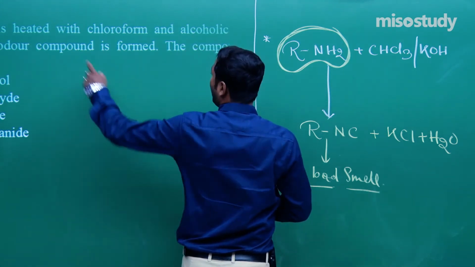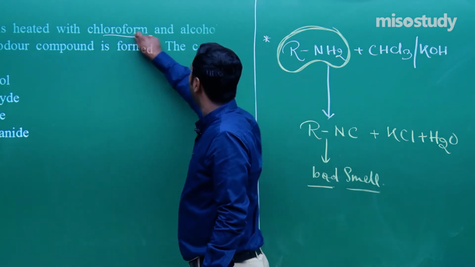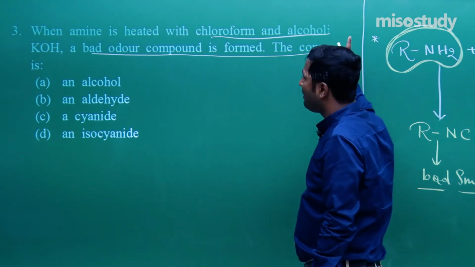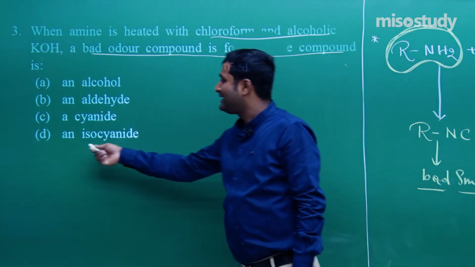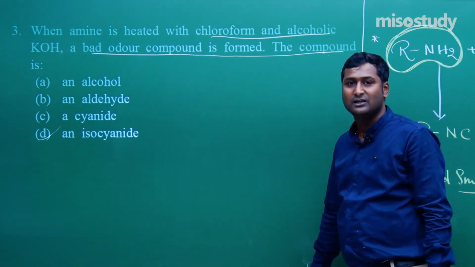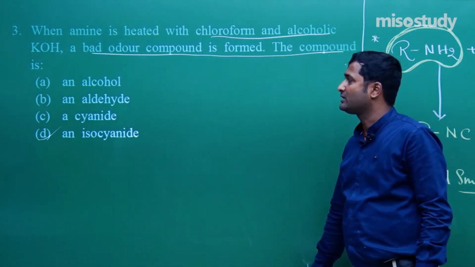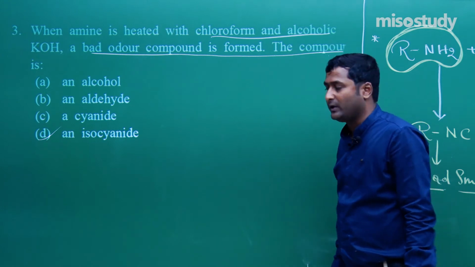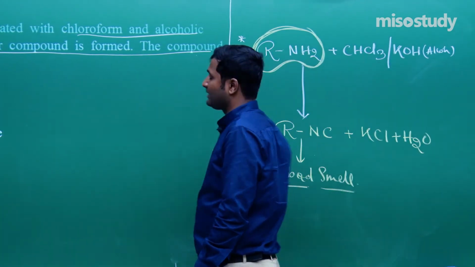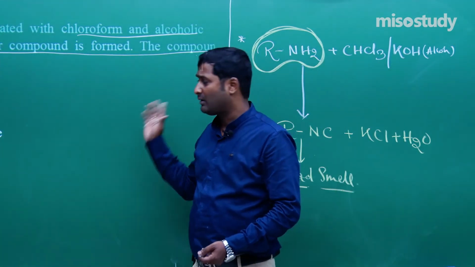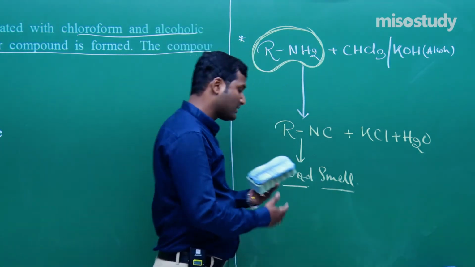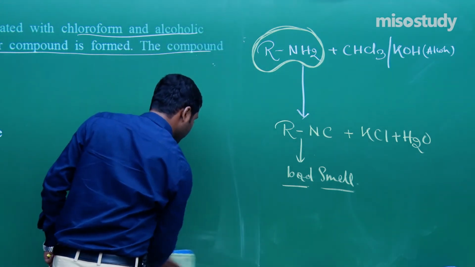So what will happen when an amine is heated with chloroform and alcoholic KOH? A bad-odour compound is formed. The compound is nothing but isocyanide. Clear to you? This is a simple explanation. You can easily solve such questions if you have command over the theory. Put here alcoholic. Clear? This is the reaction. I think you have noted it down. So let's move to the next question. What will happen? Check it out.